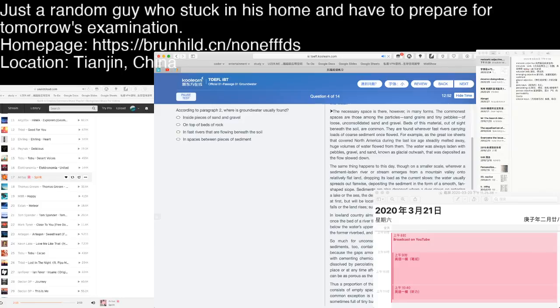According to paragraph 2, where is groundwater usually found? Inside pieces of sand and gravel, on top of beds of rock, in fast rivers that are flowing beneath the soil, in spaces between pieces of sediment.